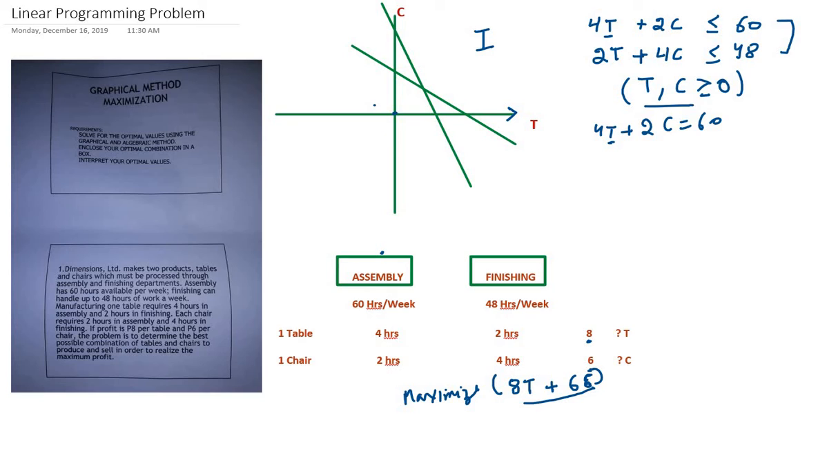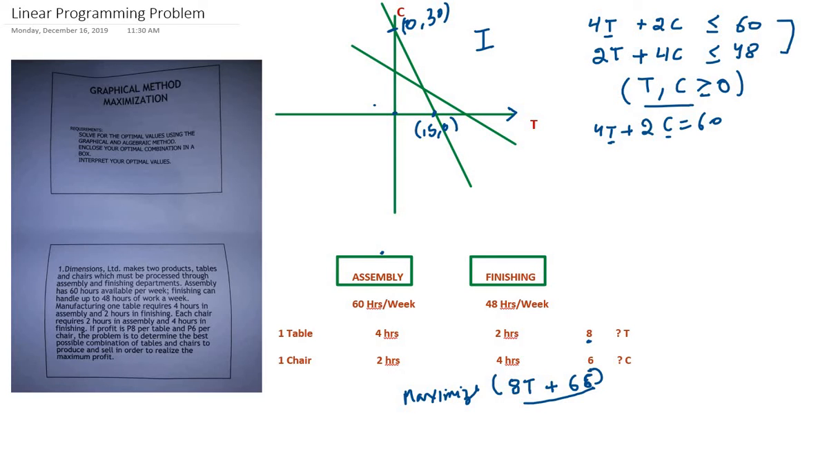So if I put t is equal to 0, c will be 30. So this point is 0, 30. Similarly, if I put c is equal to 0, t will be 15. So this point is 15, 0, right?